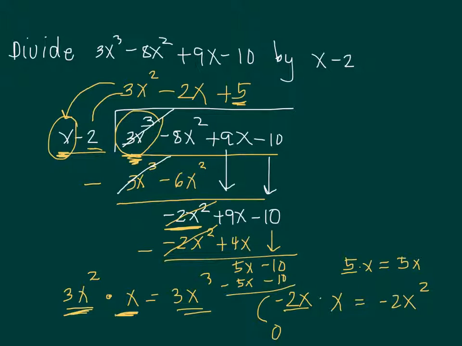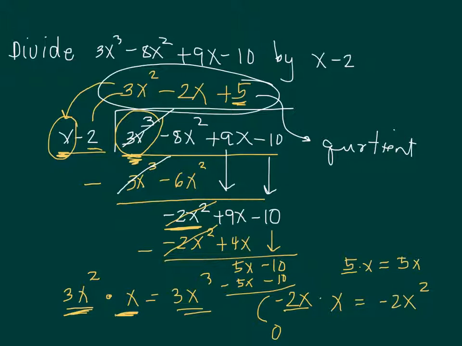So in this case, we ended up with no remainder, so it's 0, but the quotient is the one here, 3x squared minus 2x plus 5. So that's the answer when we divide the polynomial 3x cubed minus 8x squared plus 9x minus 10 by x minus 2. So this process is what we call the long division. So long division is the similar procedure that we do for whole numbers.